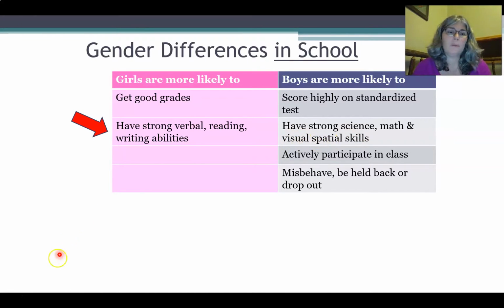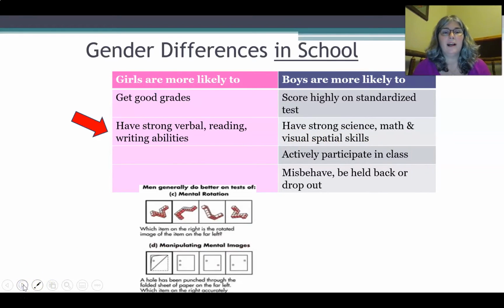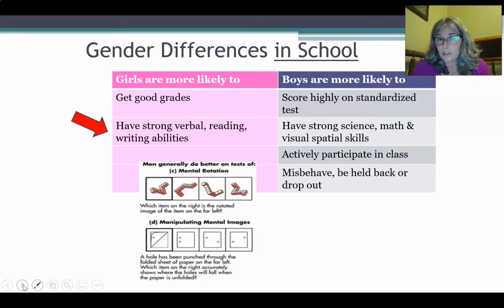Now, if you're not sure about visual spatial skills, I thought I'd show you one of the test questions on a typical standardized test that relates to visual spatial skills. So one of the ways you can see this is mental rotation. They'll take a three-dimensional object, show it in a variety of positions, and ask you a question about which item on the right is the rotated image of the one on the far left. And boys tend to do better on those types of tests.